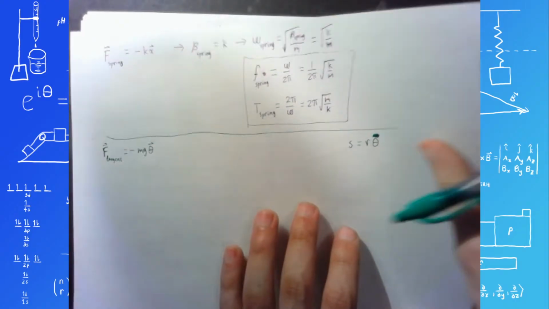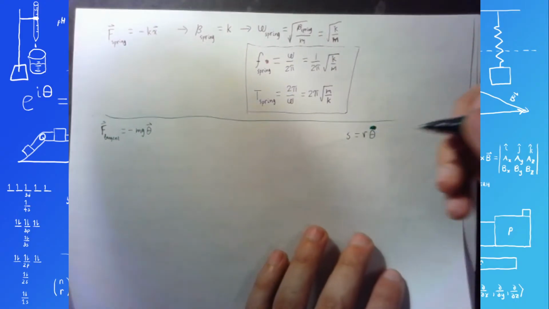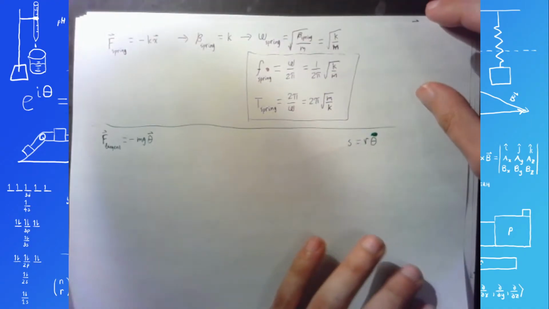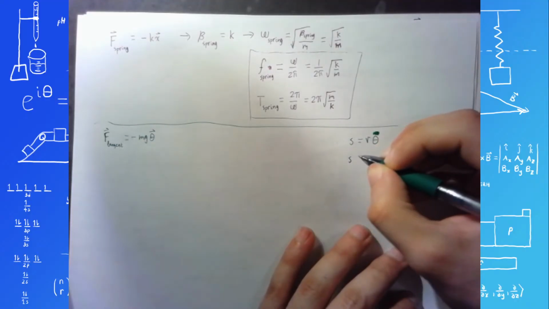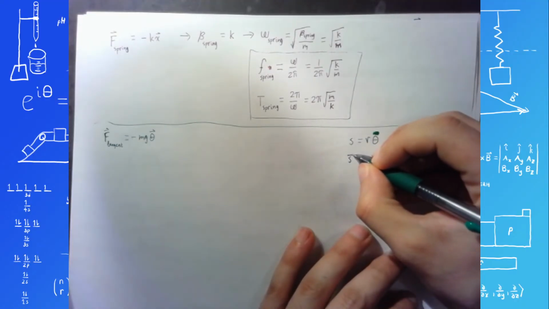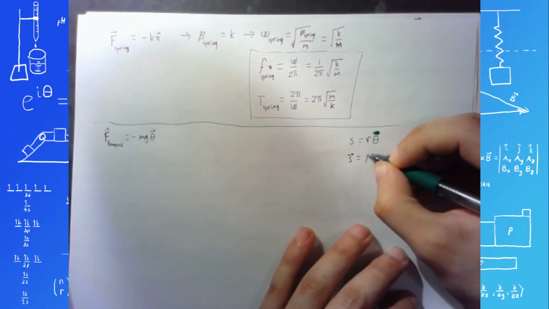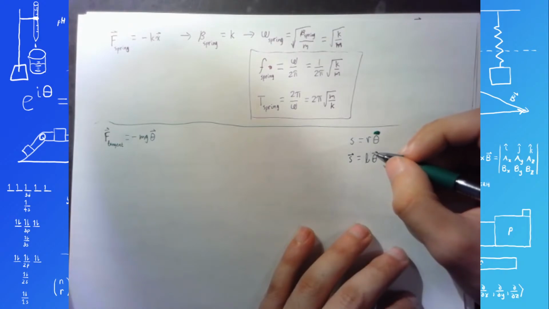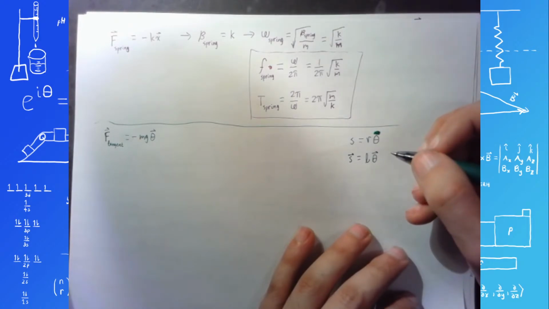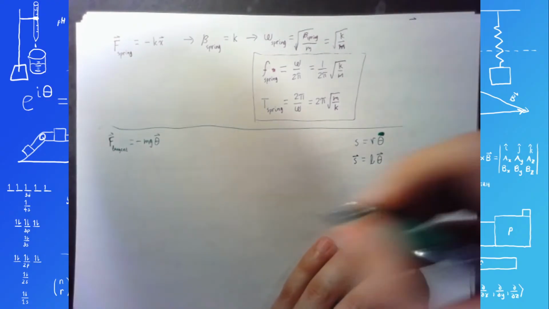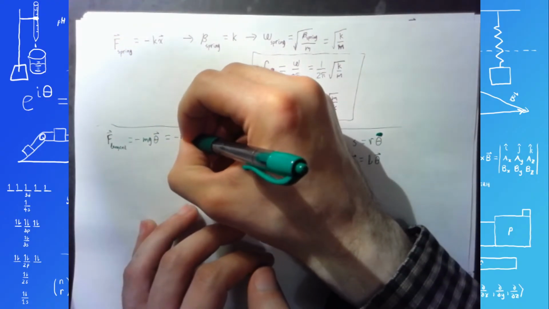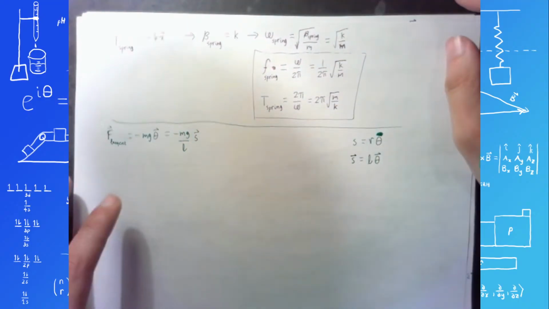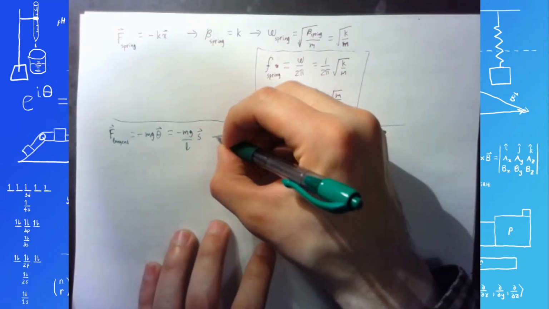Where was I? Right, so instead of R for the pendulum, the radius of my arc is going to be L. So I'm going to say S is equal to L times theta, and if I divide both sides by L, then theta is equal to S over L. So this is going to be negative mg over L times S.